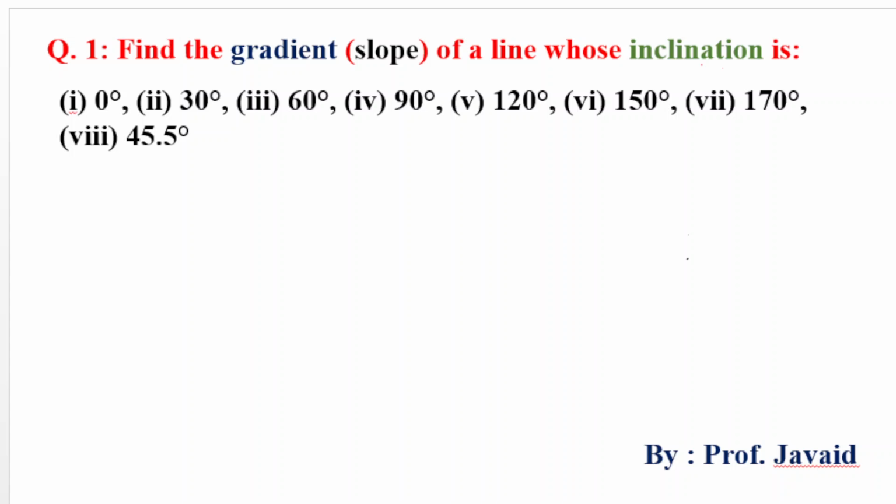So here we are starting our first question. Find the gradient, the other name for which is slope, of a line whose inclination is given. First of all, I will tell you the introduction in a short way. I know the introduction or definitions are a little boring in mathematics, but I will try to make it easy for you. For example, let me just make a triangle.